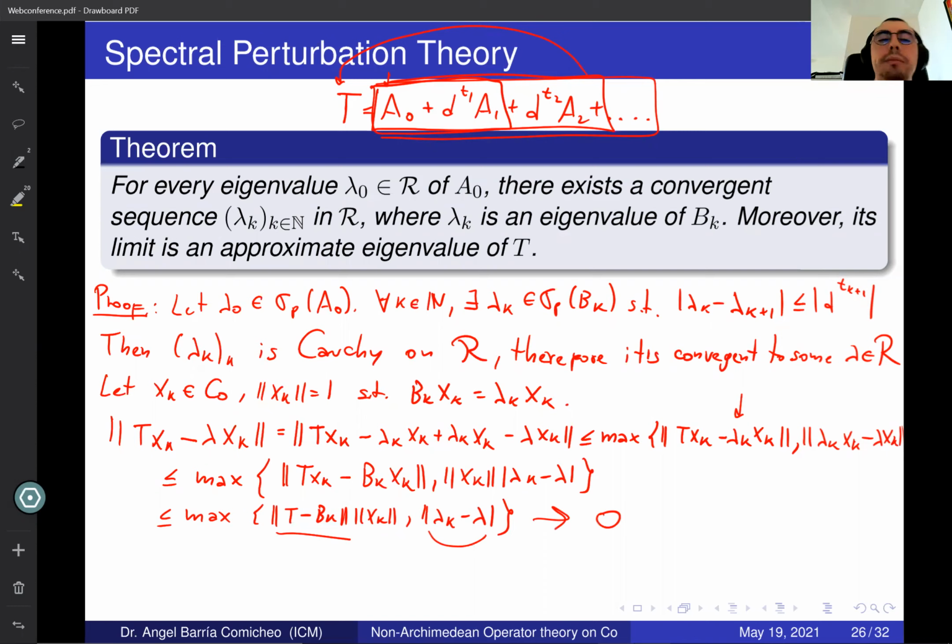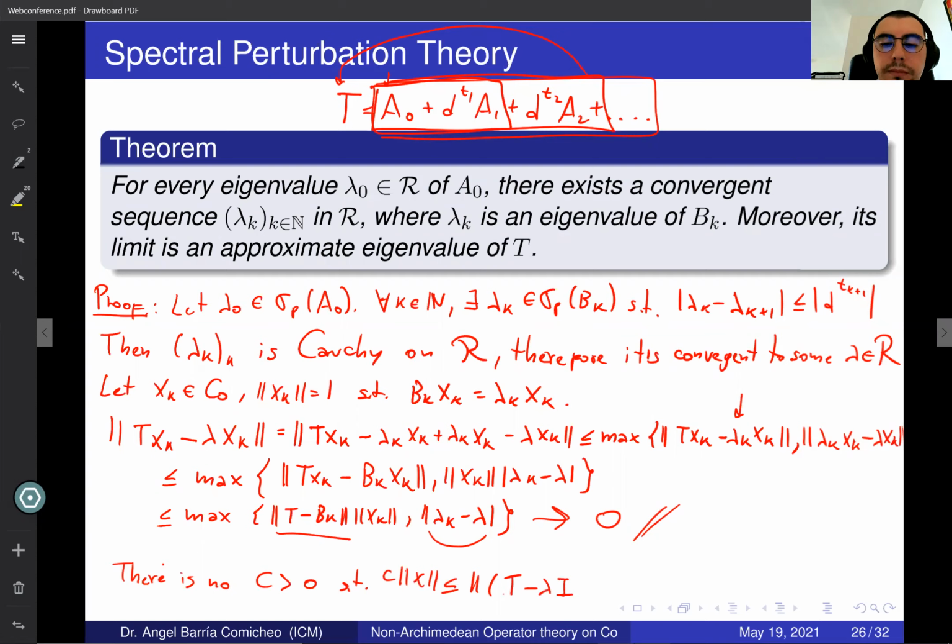This shows that lambda is an approximate eigenvalue of t, meaning that, for example, there is no number c such that you have this inequality, for every vector in C0. This is what this limit implies, right? There is no number c that makes this true for every x. Therefore, this means that if this operator is invertible, the inverse is not going to be continuous. Okay.